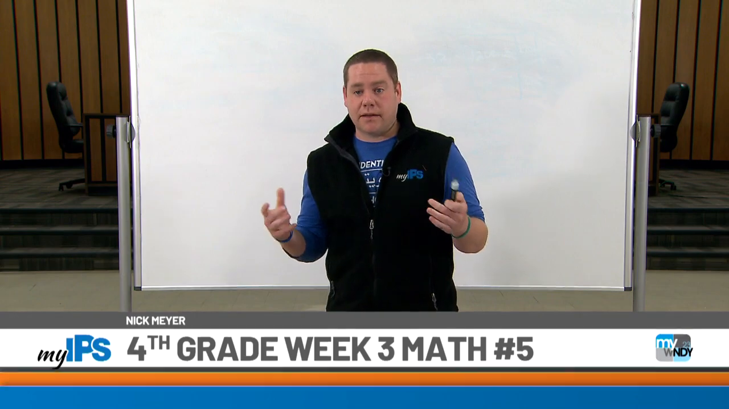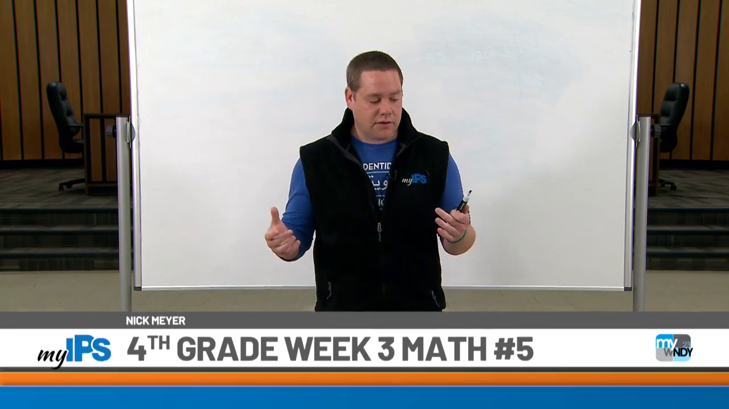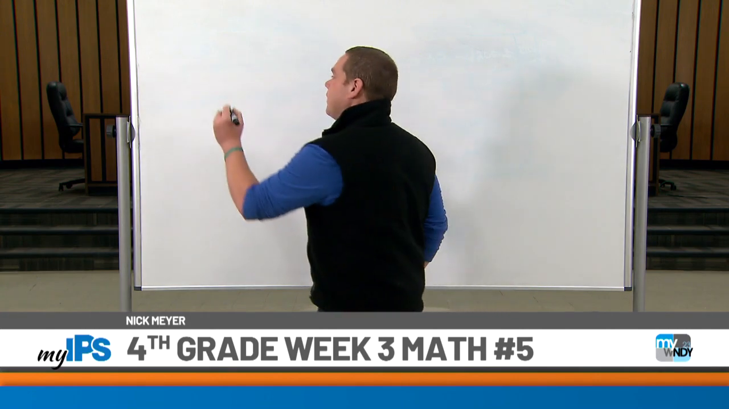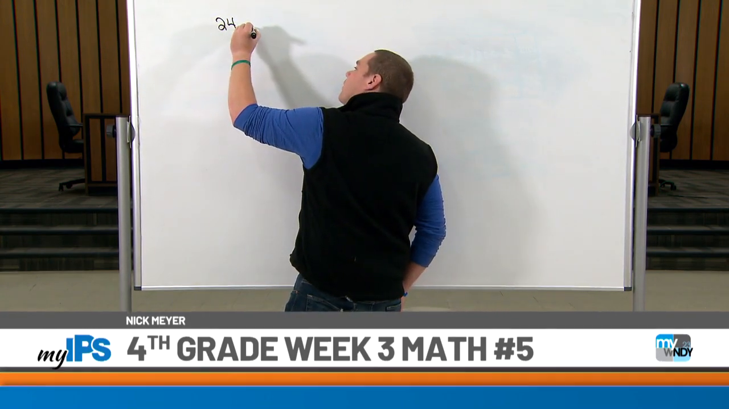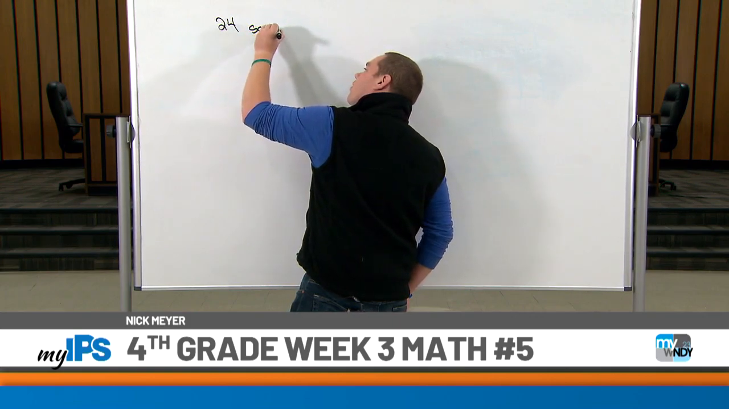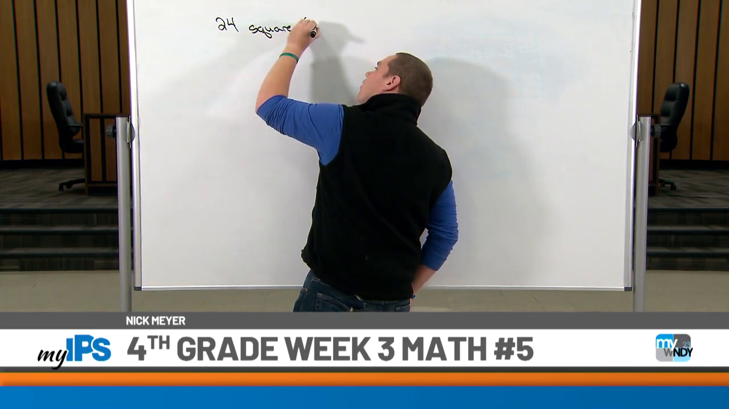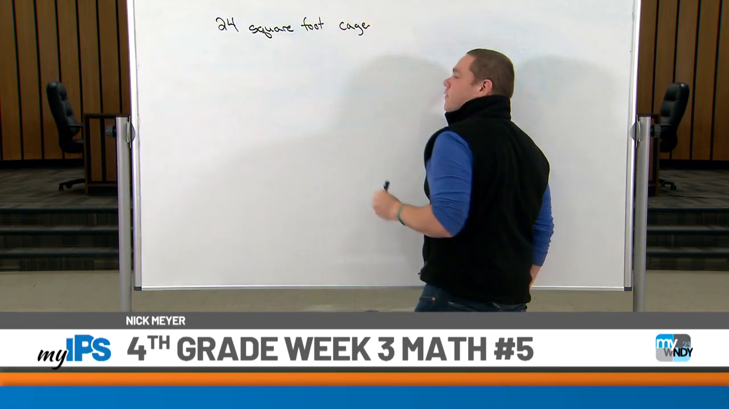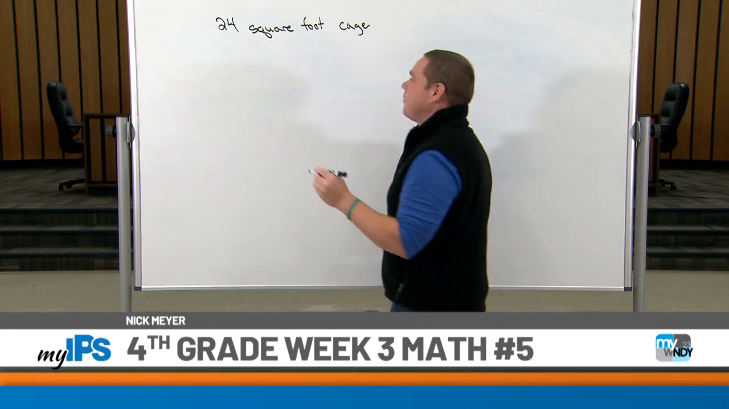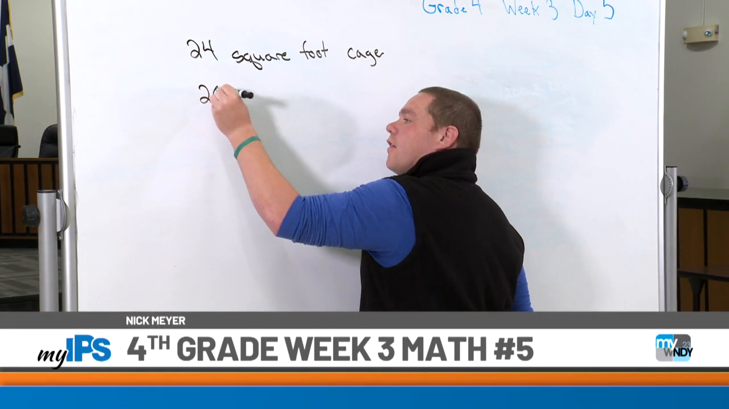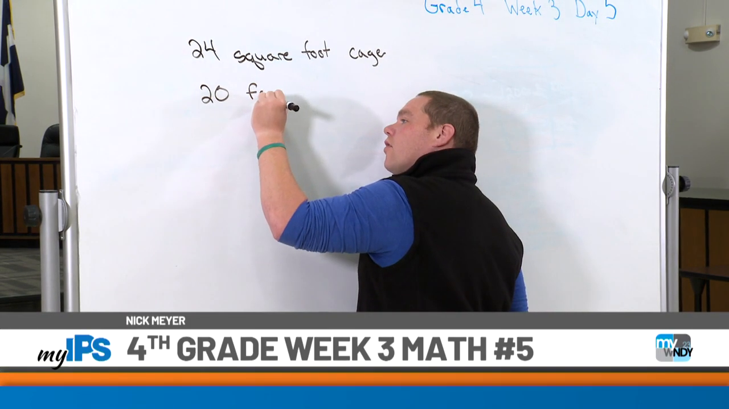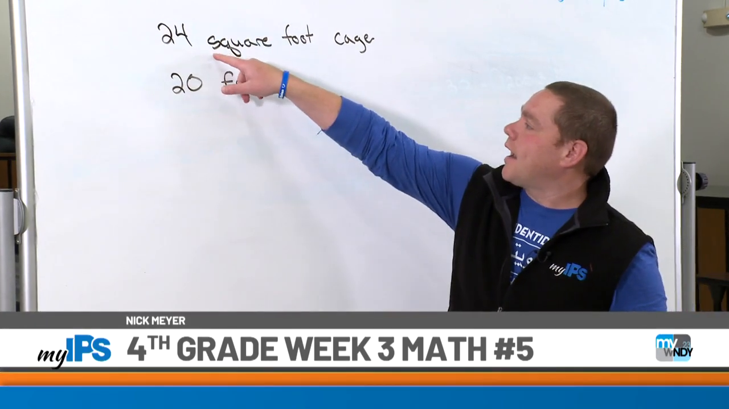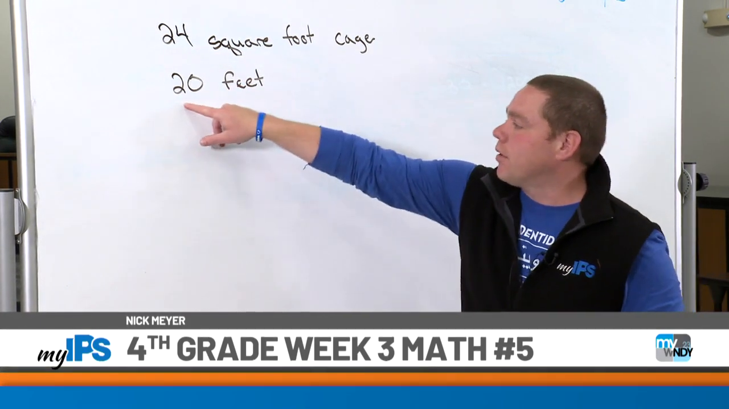So again, I think it makes sense maybe to add a context to this. I'm going to change our numbers up again. We're going to try to make a 24 square foot cage for some chickens, and we want it to have a perimeter of 20 feet. So I've got an area of 24 square feet and I want a perimeter of just 20 feet.